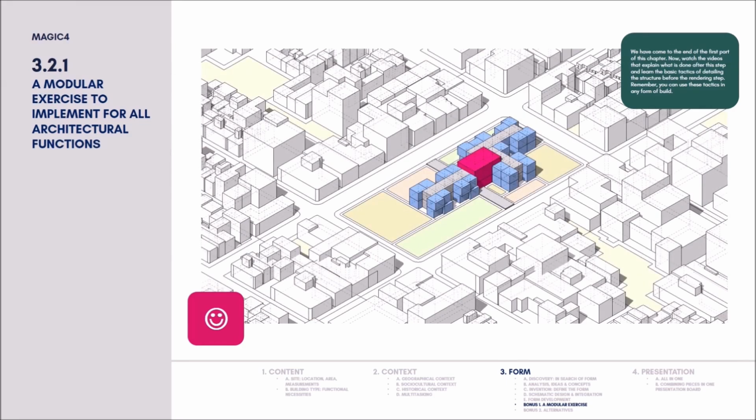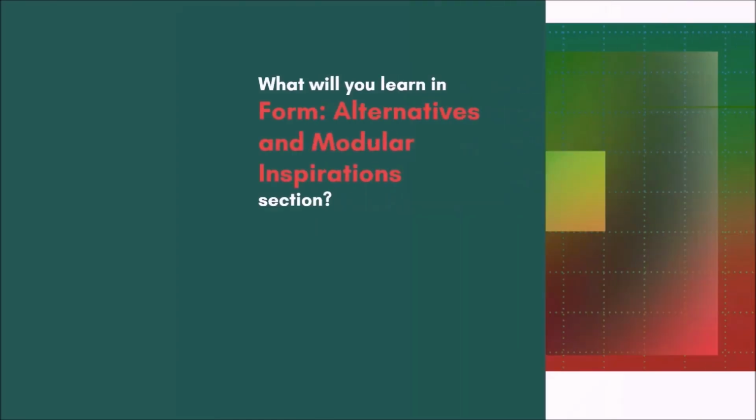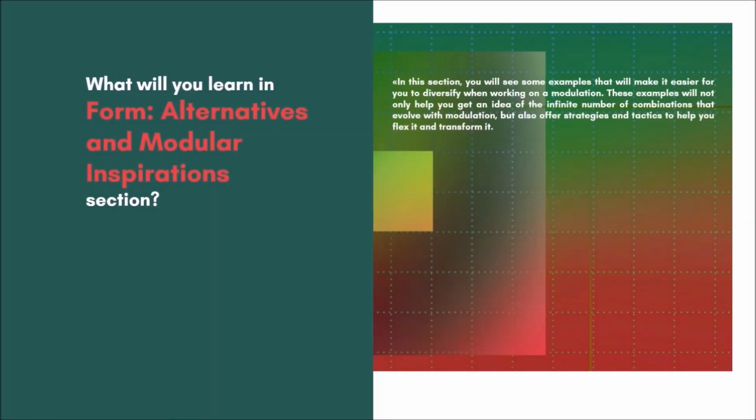What will you learn in the Form, Alternatives and Modular Inspirations section? In this section, you will see some examples that will make it easier for you to diversify when working on a modulation. These examples will not only help you get an idea of the infinite number of combinations that evolve with modulation, but also offer strategies and tactics to help you flex it and transform it.